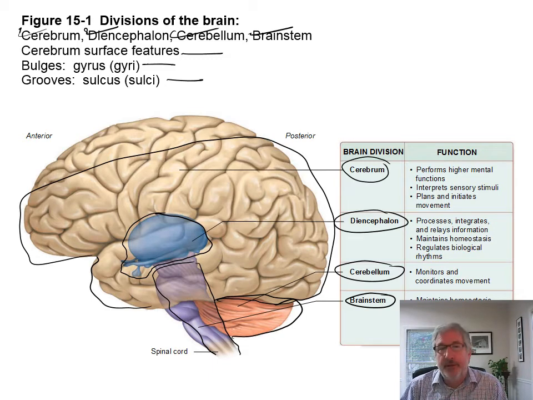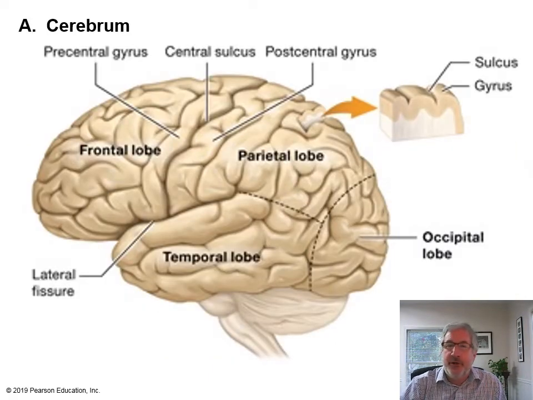Okay, next slide. So here's a picture out of your guys' book. Unfortunately, I can't get a clear picture, so it's a little blurry, but here's the cerebrum. So this is part 1 of the brain. And we have different lobes.